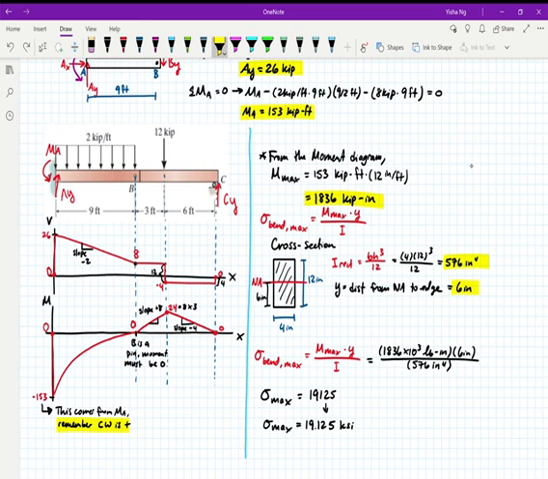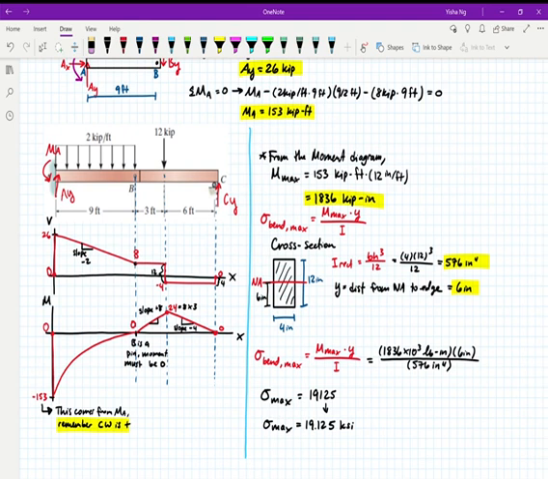Remember, units are really important. I want to change that into kip inches because the standard for American units is PSI, pounds per square inch. So because that's in inches, I want to convert this into inches. So I'm multiplying by 12 to get my M max is equal to 1,836 kip inches. Now I'm going to plug that into my sigma bend equation, My over I.